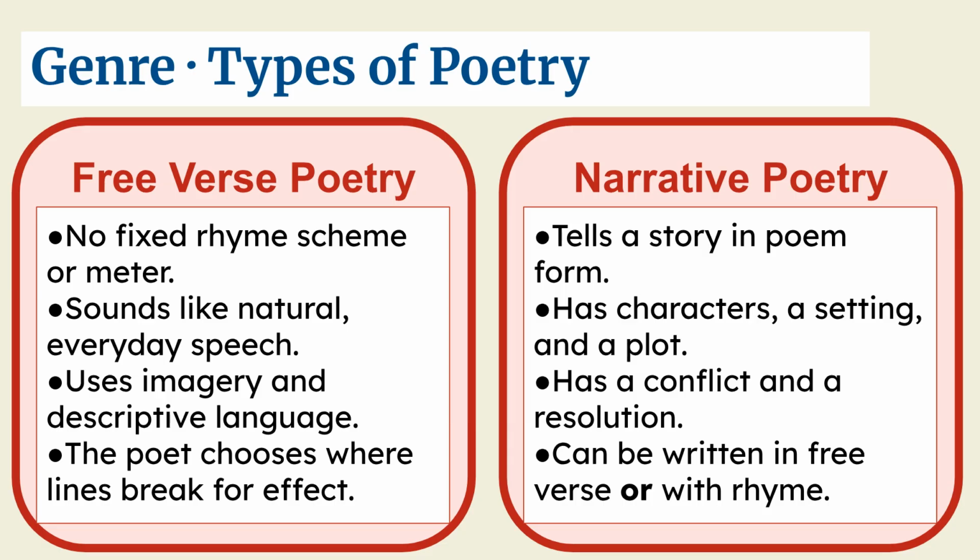This week we will read 2 types of poetry, free verse and narrative. Free verse poetry has no fixed rhyme scheme and no set meter. It sounds like natural, everyday speech. The poet chooses where lines break to create a particular effect, rather than following a pattern. Narrative poetry tells a story in poem form. It has characters, a setting, a conflict, and a resolution, just like a story in prose. It can be written in free verse or with rhyme.